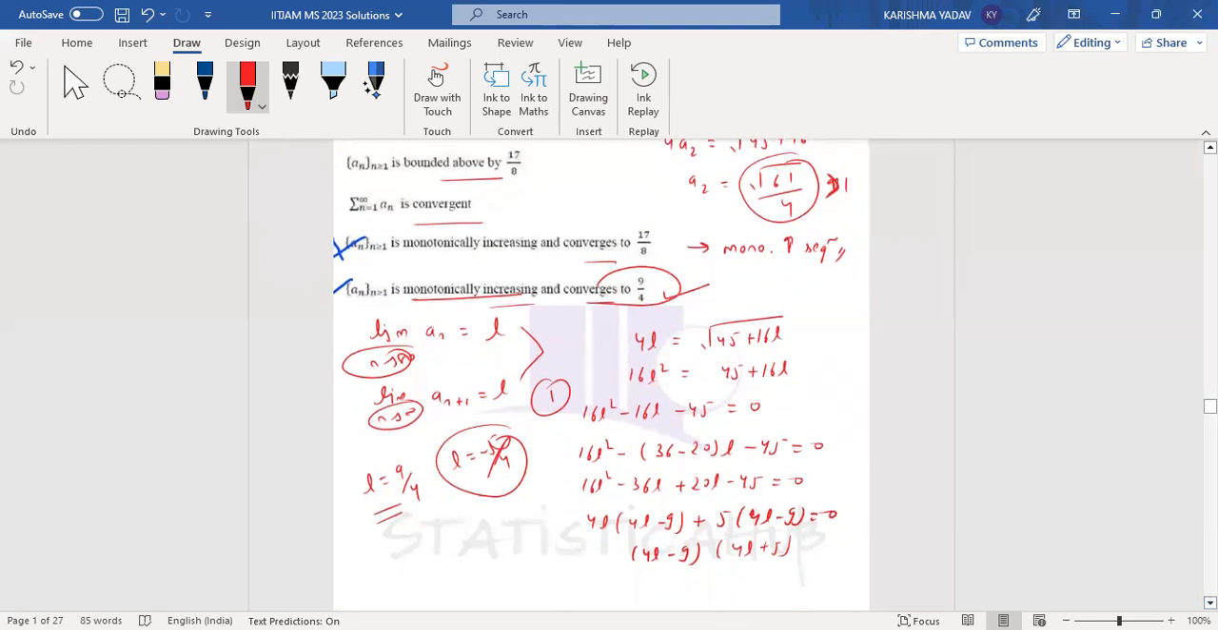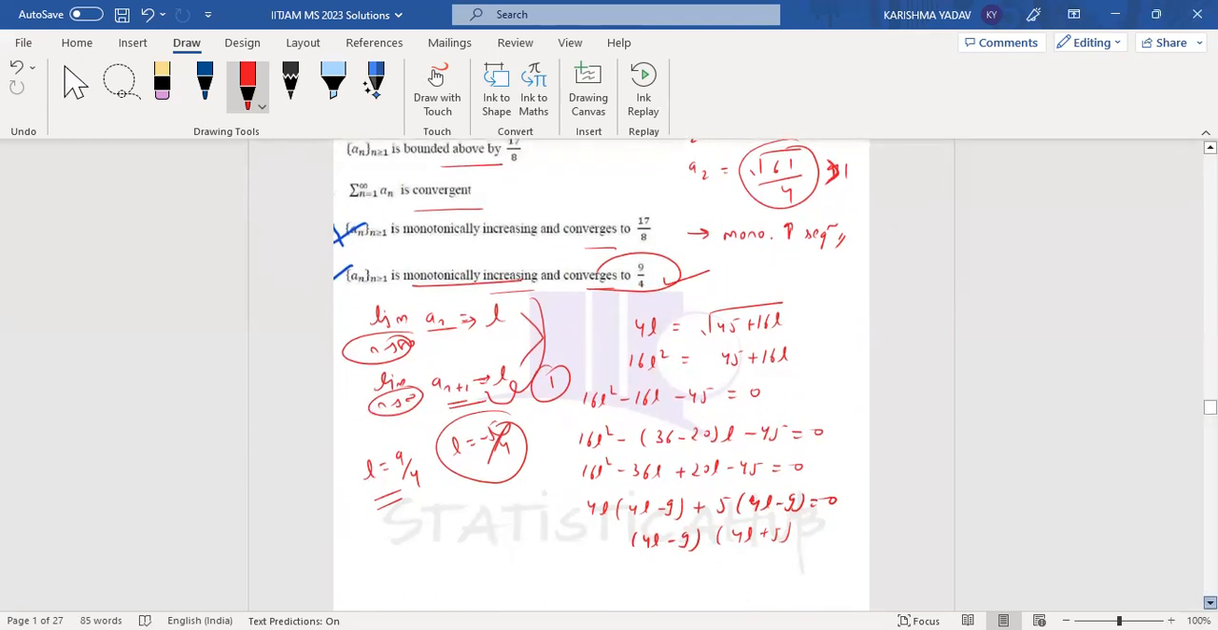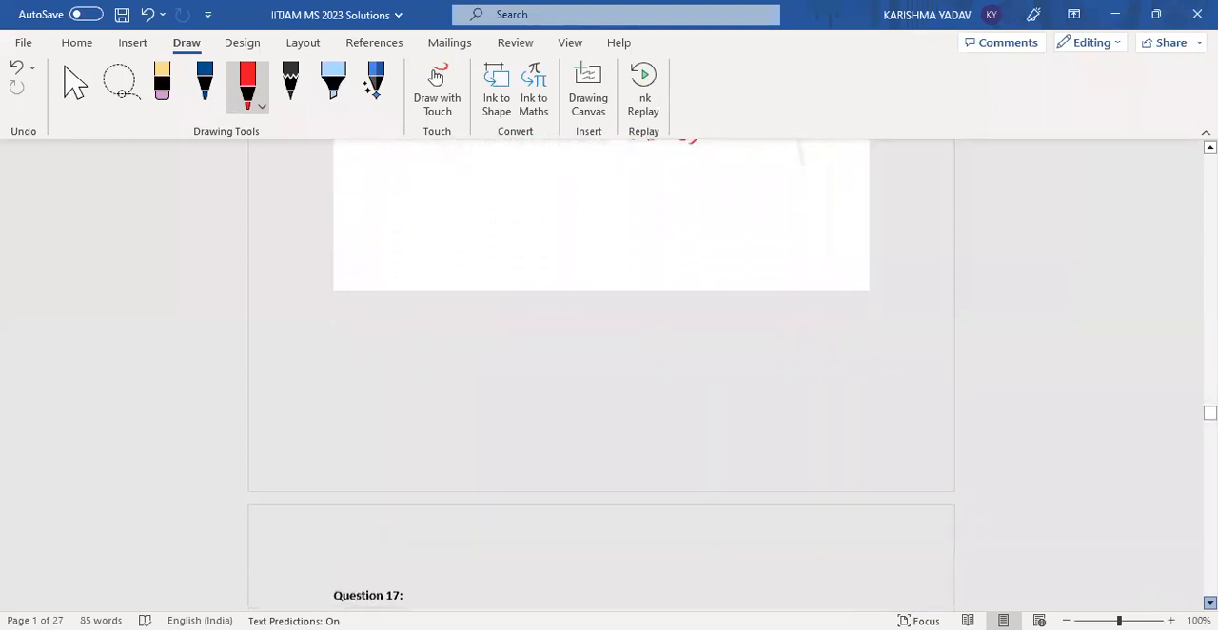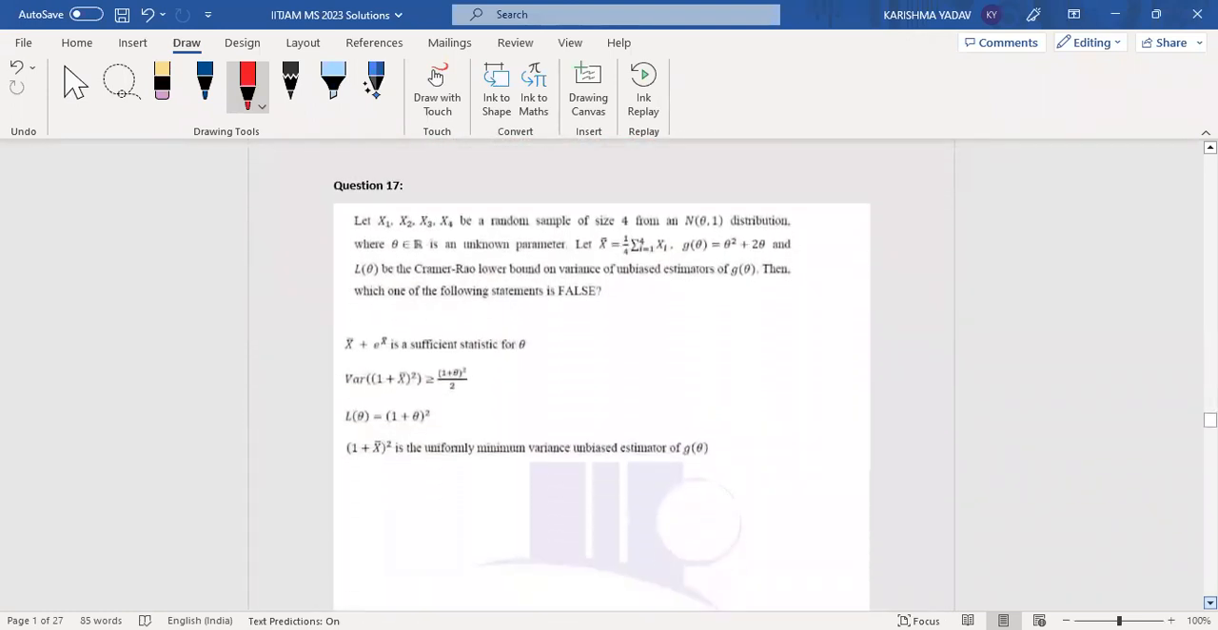What you have to do is simply look at the question, what it is asking, and use some very small concepts of limits. You just have to know this part, that a_{n+1} would converge to the same limit. And just solve the quadratic equation and you'll get your answer. Okay, let's look at another question, number 17.